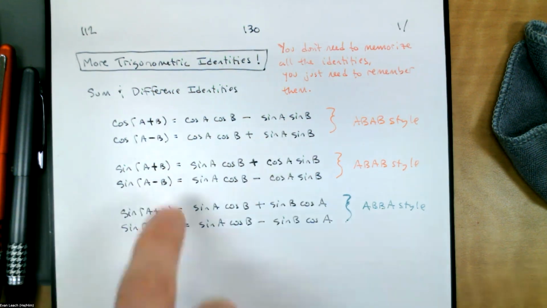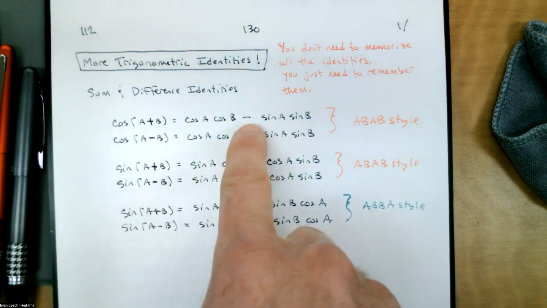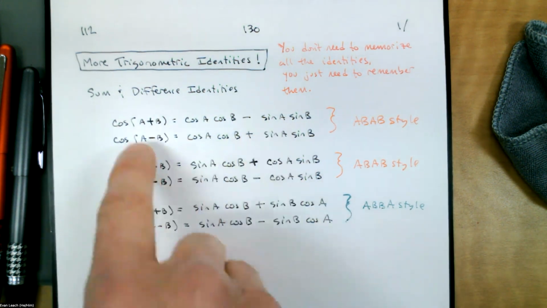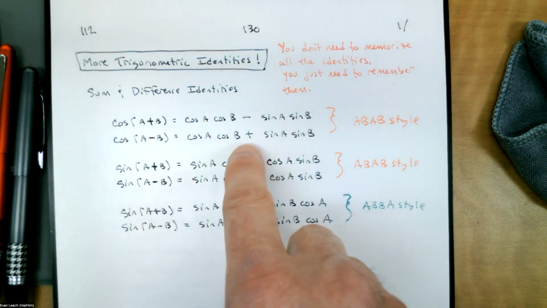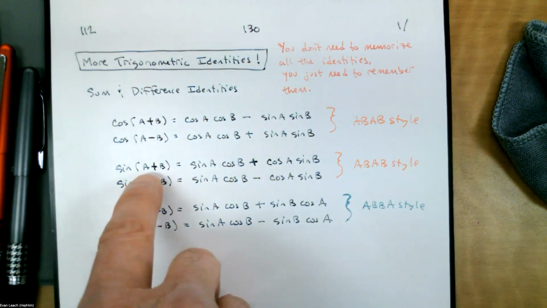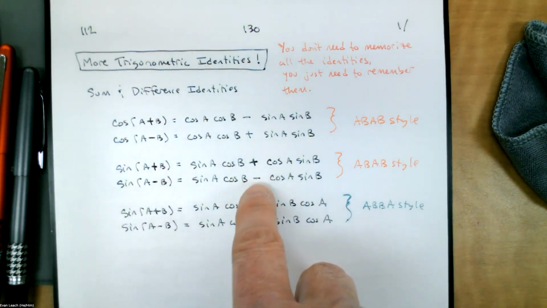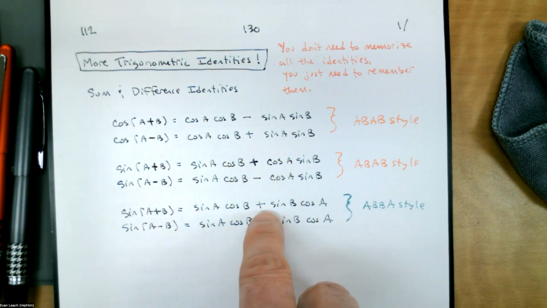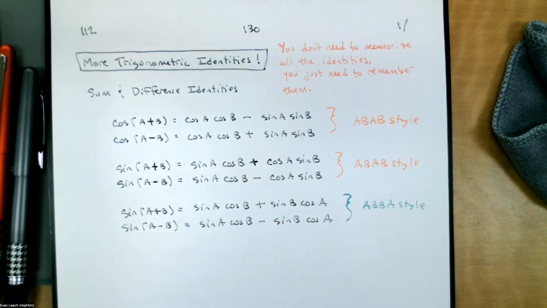But check out what happens. The cosine of A plus B, the sign in between the terms is minus. The cosine of A minus B, the sign in between the terms is plus. So the cosine one uses the opposite sign. With the sine, sine of A plus B, the sign in between is plus. Sine of A minus B, minus. So the sine sum and difference identities match the sign. S-I-G-N, not S-I-N. Cosine and sine.